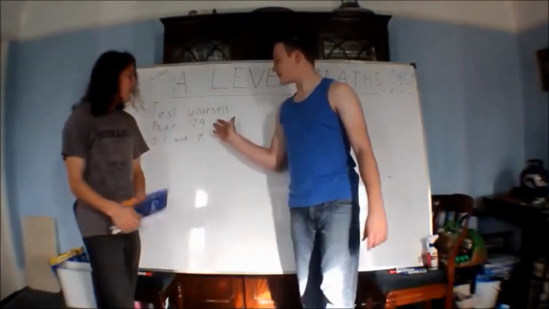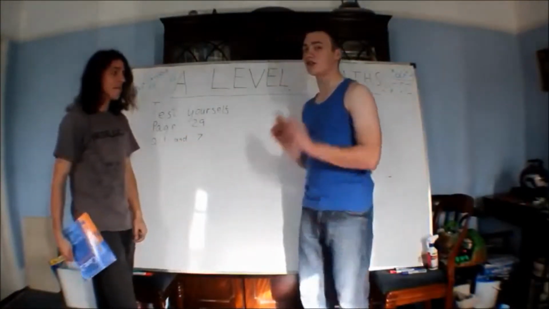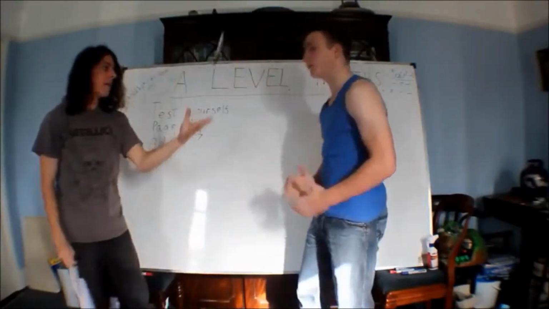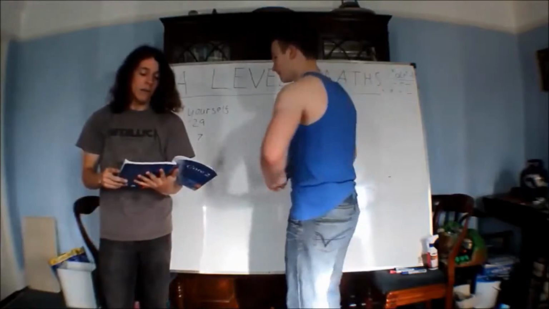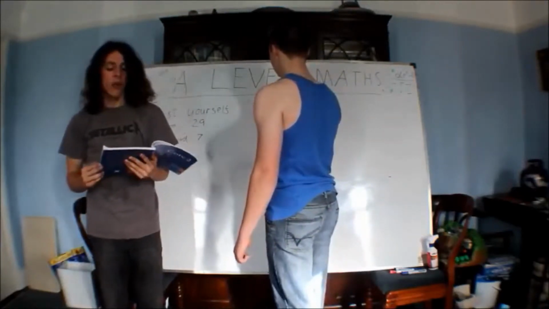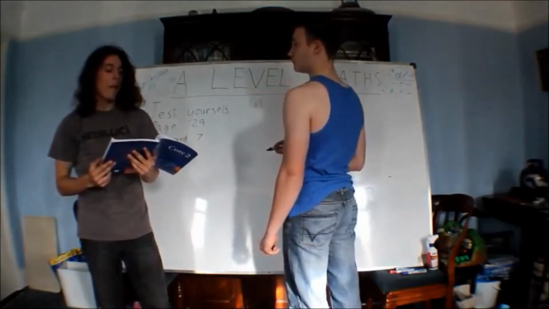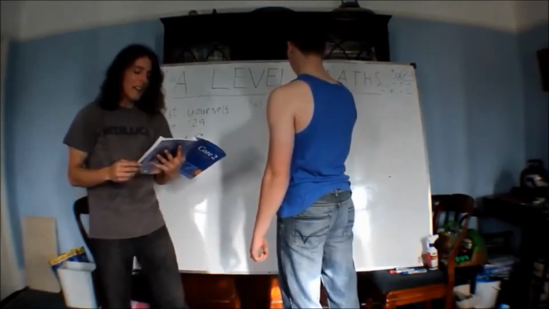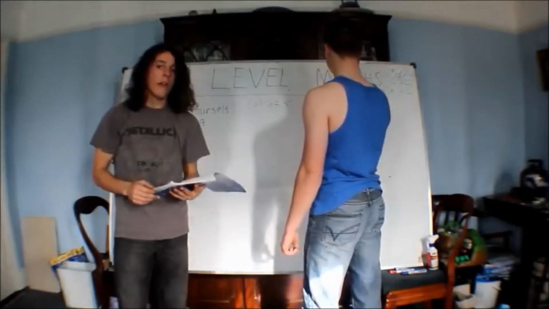Alright, test yourself, page 29, question 1 and question 7 of this book. So here's a penguin. Question 1 part A is: describe the translation that will map y equals 1 over x onto y equals 1 over x plus 5.